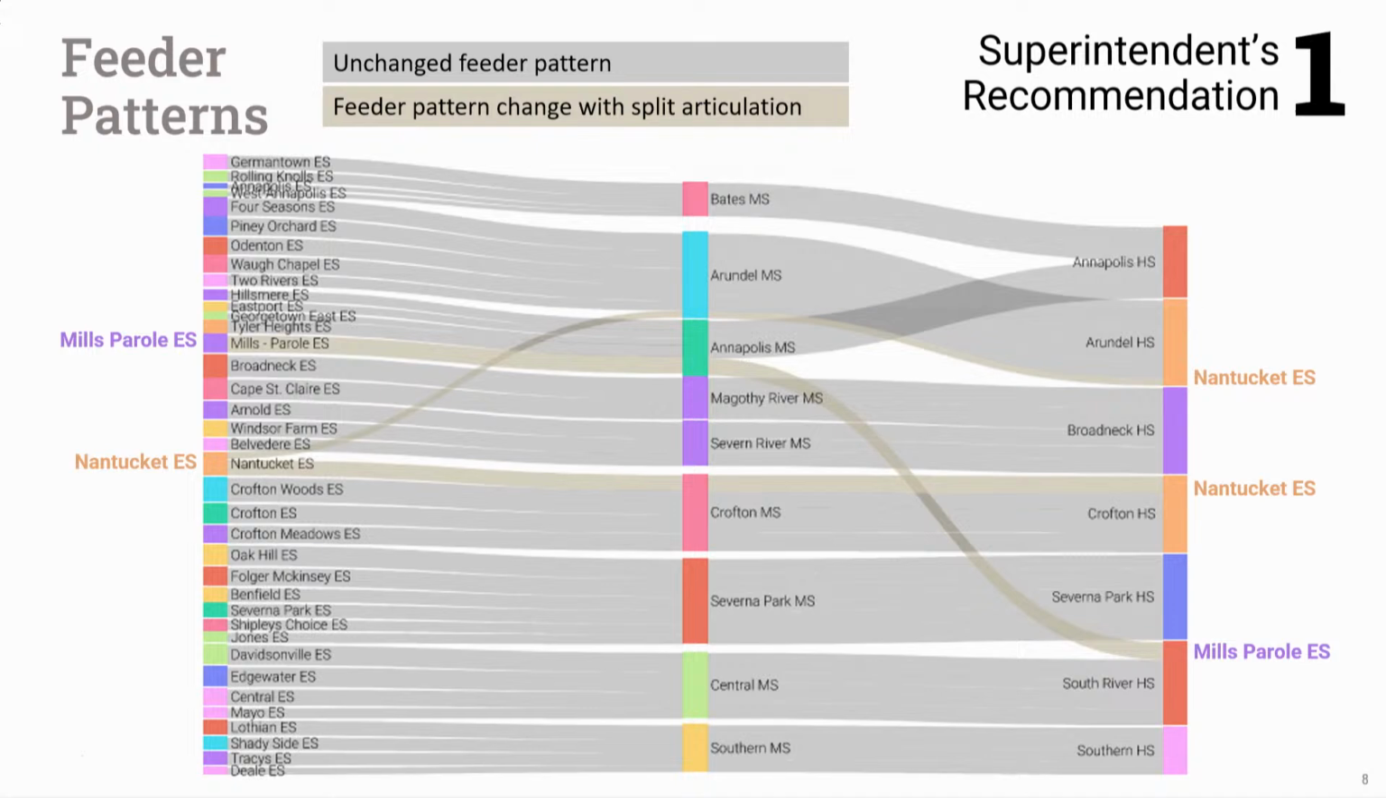Based on survey and map comment responses, the superintendent's recommendations focus on reducing the number of feeder pattern changes and split articulations. In SR1, 2 feeder pattern changes are introduced, including 1 split articulation. A portion of middle school and high school students living in the Nantucket Elementary School zone are reassigned to Arundel Middle School and Arundel High School. High school students living in the Mills Parole Elementary School zone are reassigned to South River High School.